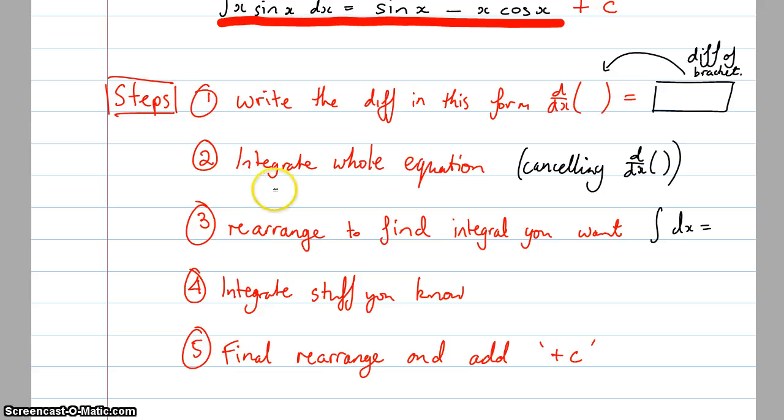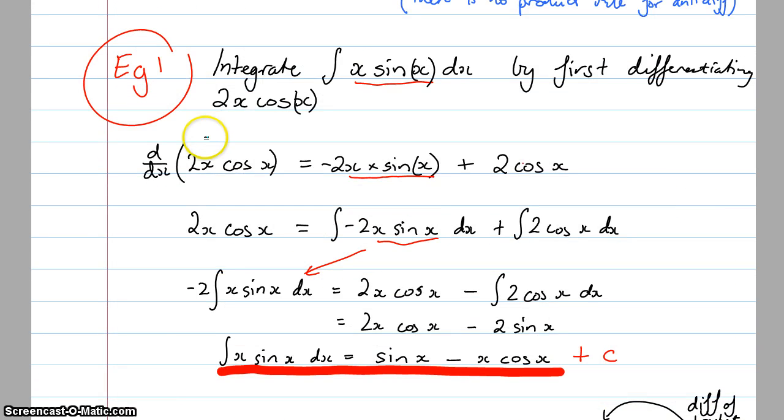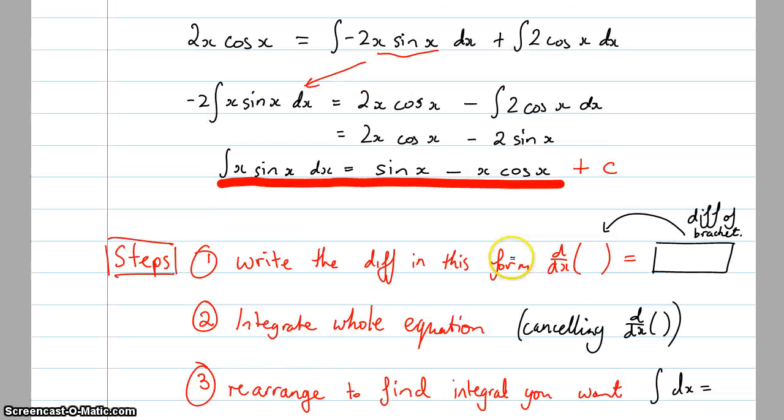The next step is that I integrate the entire equation. So everything, the entire left-hand side and right-hand side, and that cancels out the dx bit. Then the third thing I do is I rearrange to find the integral that I actually want. As you can see from the steps that I've done up here, the first one was diffing this and getting the answer to that. Then integrate the whole line, so it gets rid of this d dx here. And then the third step was I rearrange to get the thing that I actually want on the left-hand side, and then everything else on the right-hand side.